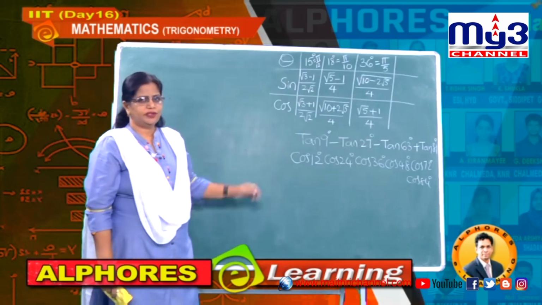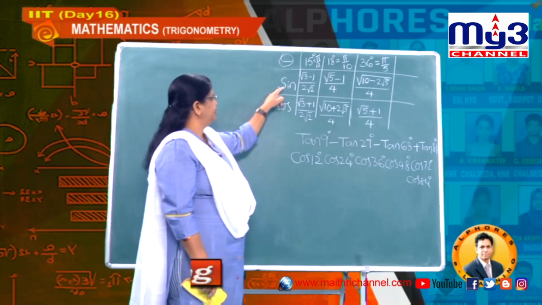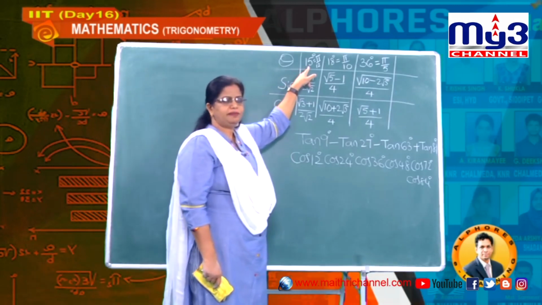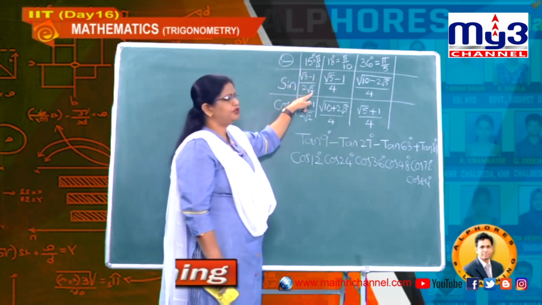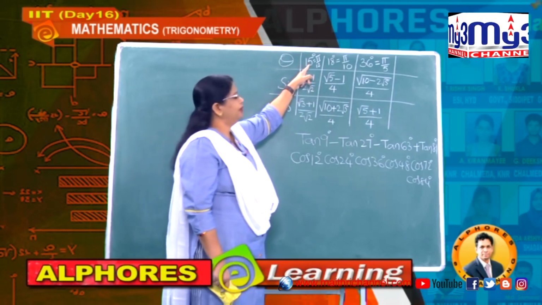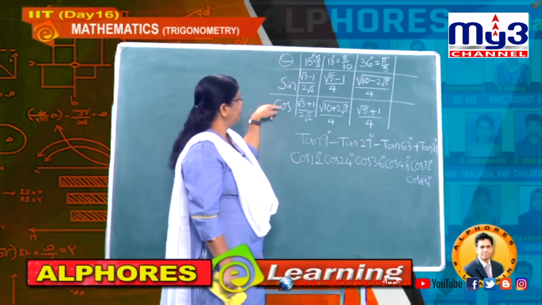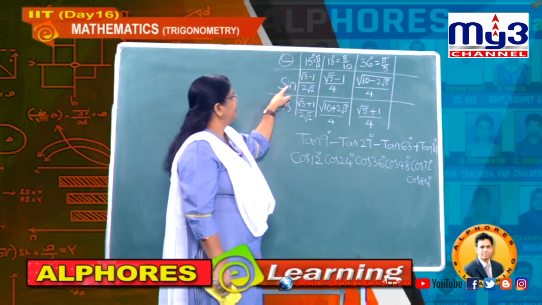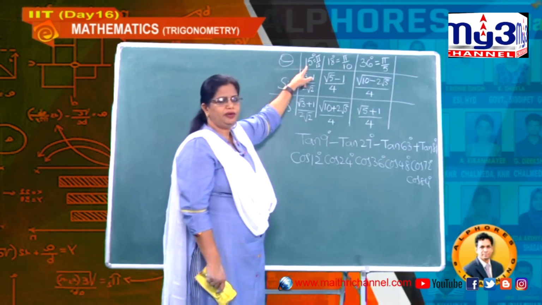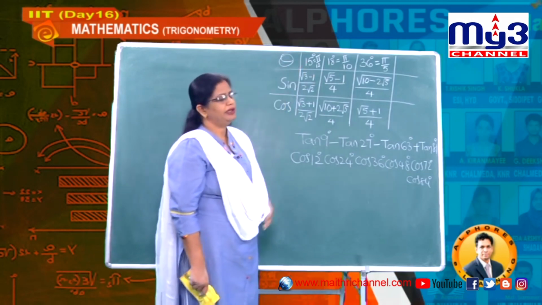Okay. So students, observe whatever results we have proved till now. Sin 15 degrees, from compound angles, we have proved is (root 3 minus 1) by 2 root 2, and the complementary angle here is 75 degrees. Next, the value of cos 15 degrees is this value, and we know sin 15 is the same as cos 75, and cos 15 is the same as sin 75.